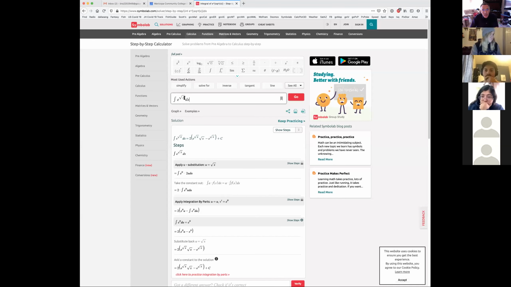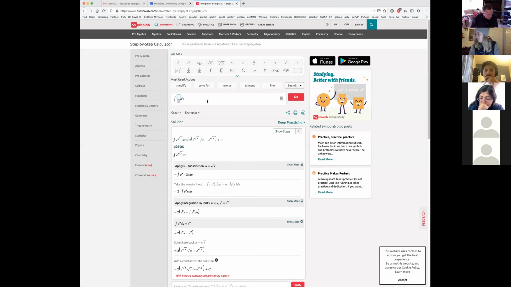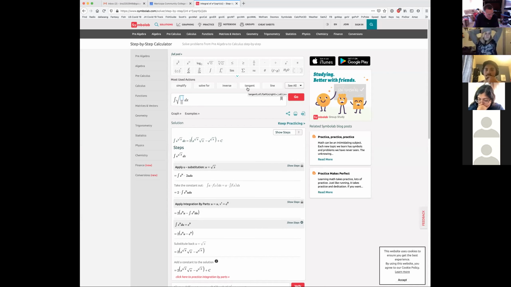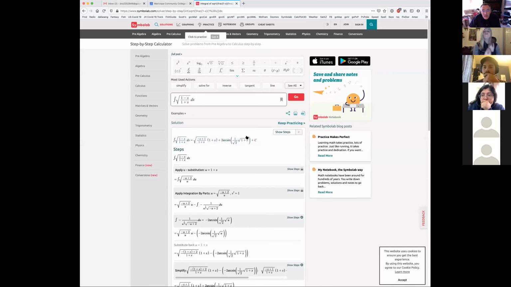Okay, and now we want this fraction. Whoops, not a fraction. We want the square root of a fraction. And we want 1 minus x up here, and then we want 1 plus x down here. And then I'm thinking, with any luck, oh my goodness, yuck, look at what they did. Oh, that doesn't look anything like what we got.